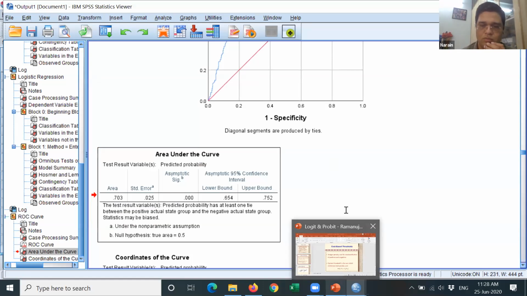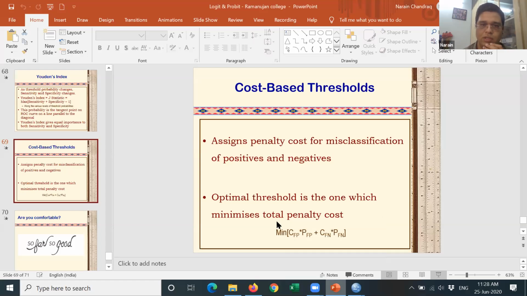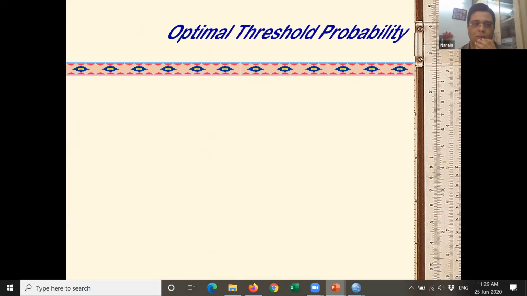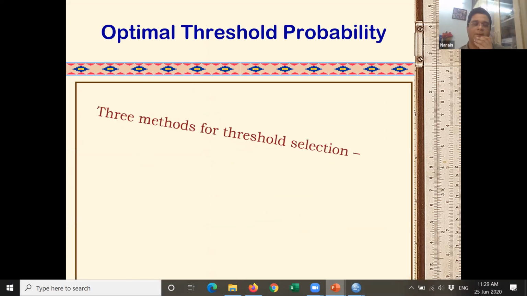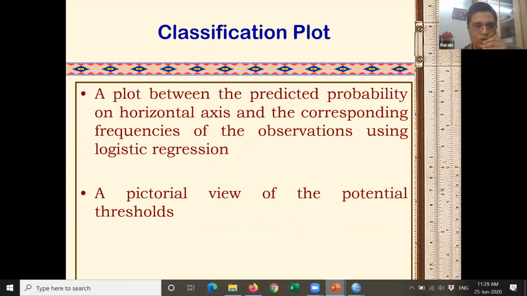Just to wind up on this aspect. We discussed three rules for arriving at the optimum threshold or cutoff probability. One is the classification plot which I talked about, where H and N were appearing, where pictorially you are able to decide which group you want to put as having an affair and not having an affair.